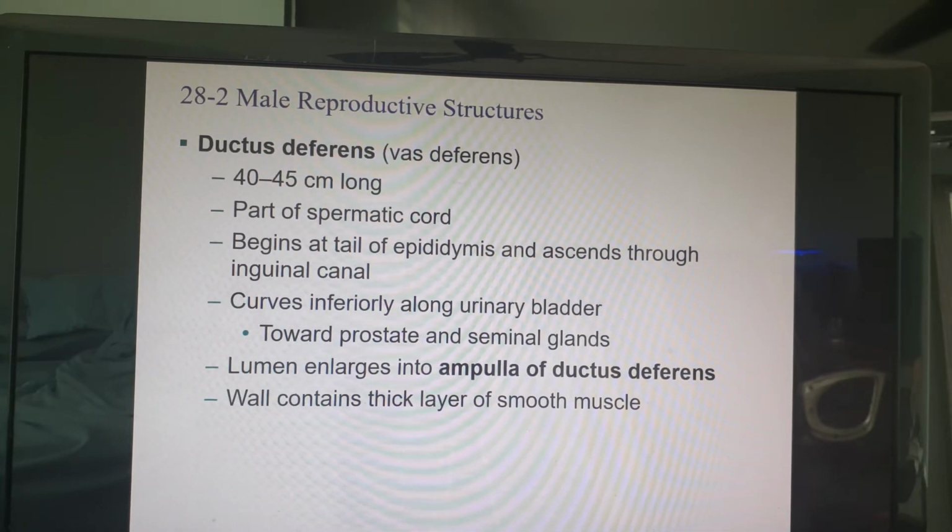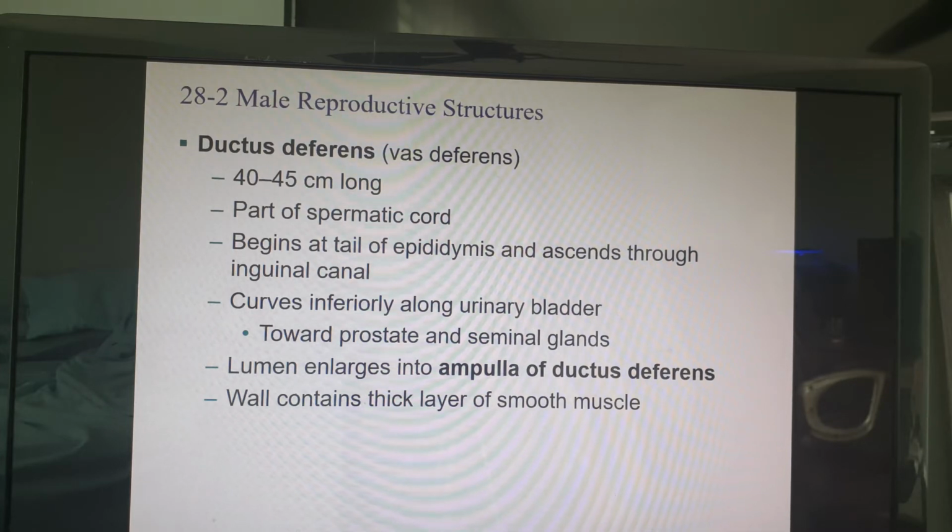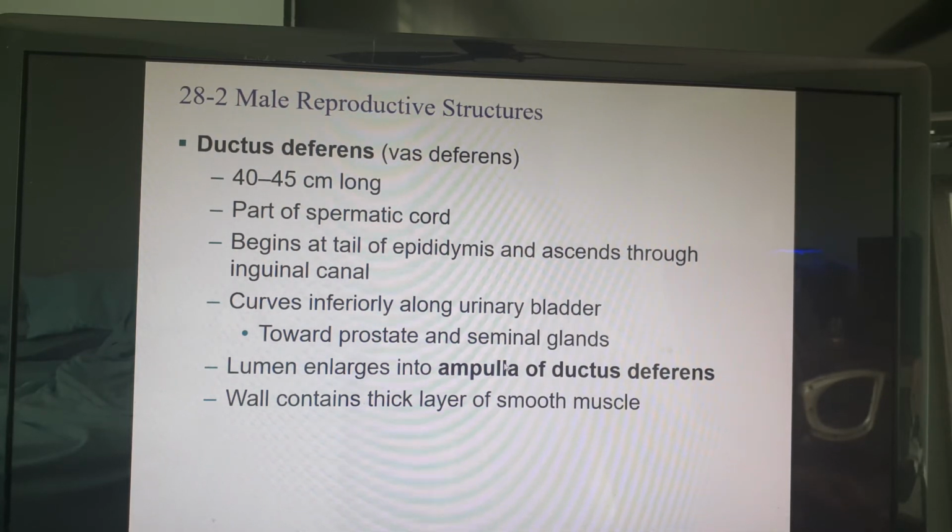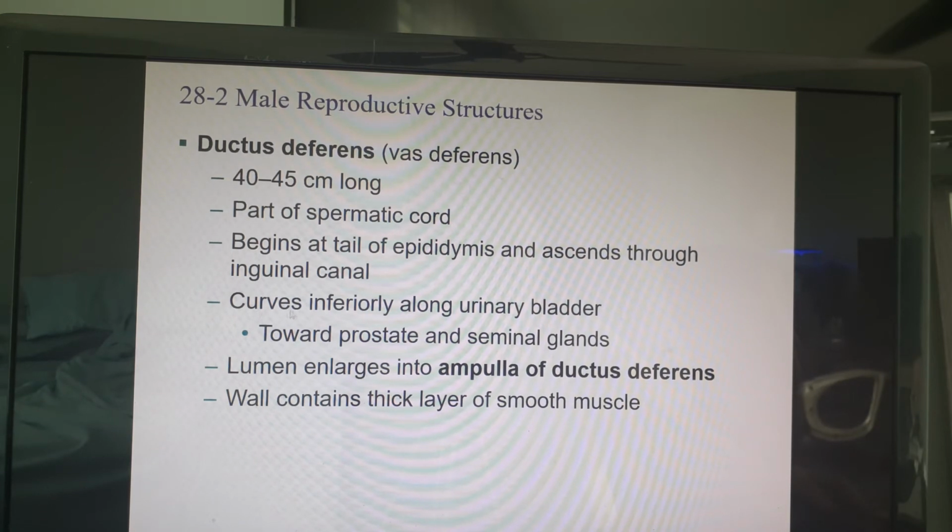And then comes the vas or ductus deferens. It begins at the bottom of the epididymis. It goes up through the spermatic cord, in through the inguinal canal, over the top of the male bladder, and then at the back of the bladder, it hooks around. It uses the ureter as kind of a holder, and then it will go down the back of the bladder, and it will be joined by the secretions of the seminal vesicle.